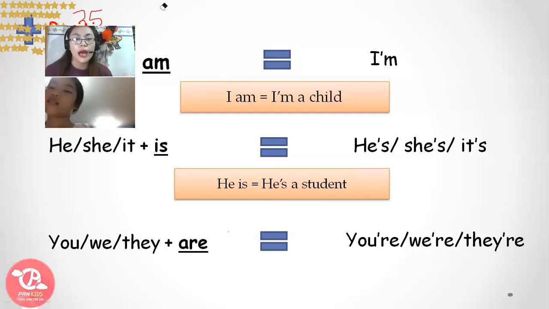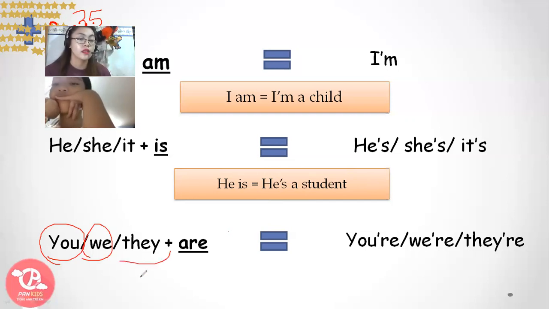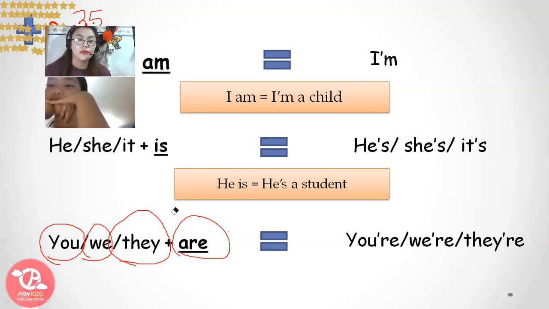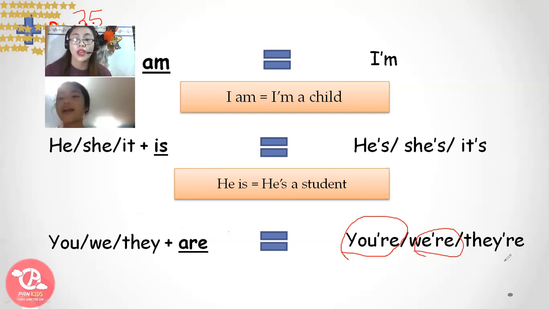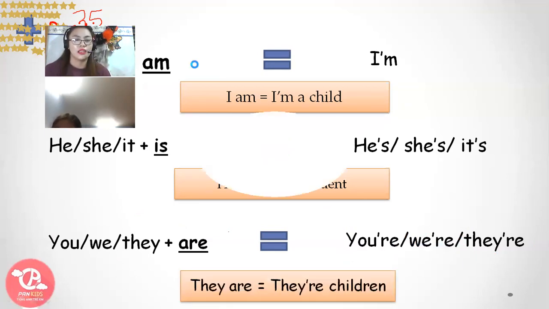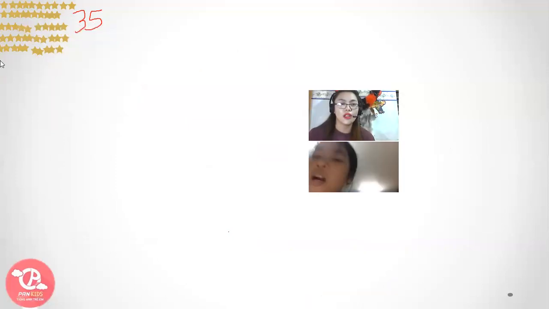Okay, one more time. What about this one? You, we, they, are. Plus are. This one is. You. Your. Where. They where? Okay. Oh, good job. I will give you another 5 stars. 1, 2, 3, 4, 5. Very good.